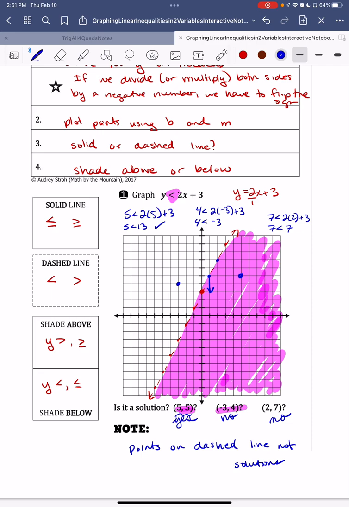Well, my Alexa, I don't know if you just heard her, she decided to tell me that 7 is not less than 7. So I'm glad if you got to hear that too.